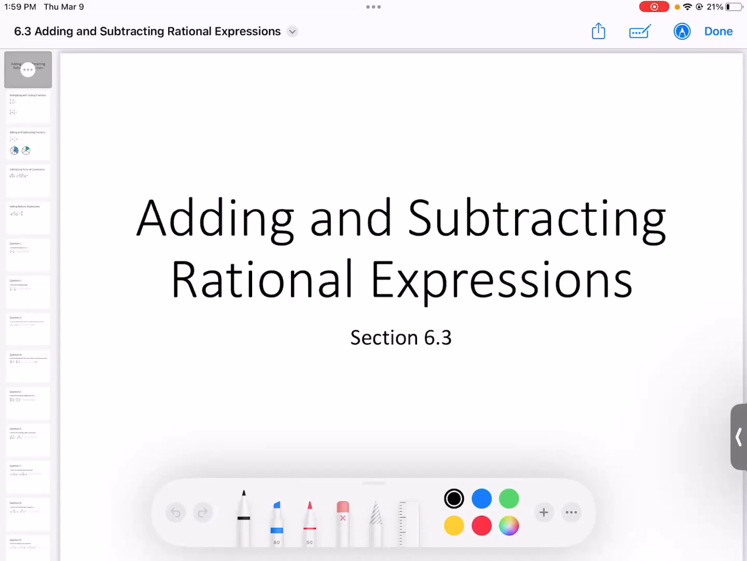Welcome to class, everybody. So our lesson today is section 6.3, which is about adding and subtracting rational expressions. So far in this unit, we've learned how to reduce rational expressions, which is kind of like reducing fractions, except you have polynomials instead of numbers. And then yesterday, we learned about how to multiply and divide rational expressions. And today we're learning how to add and subtract them.